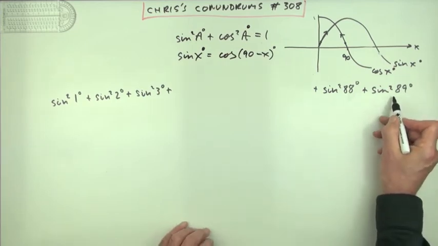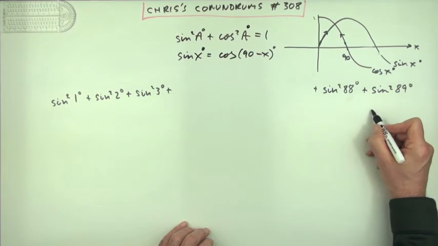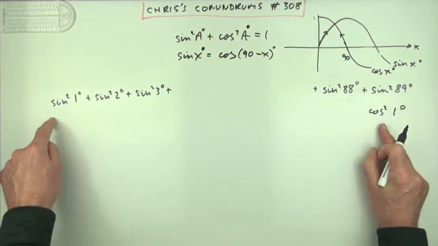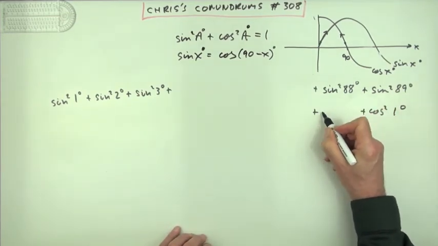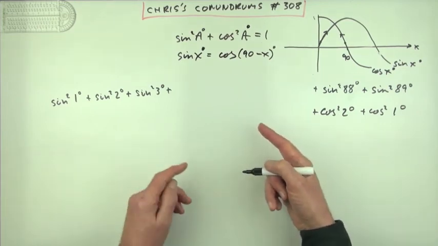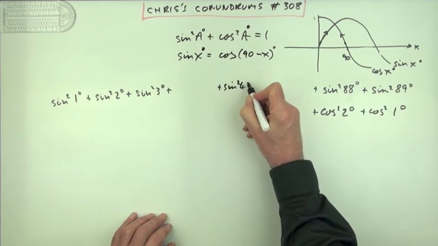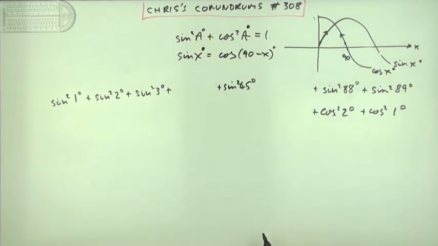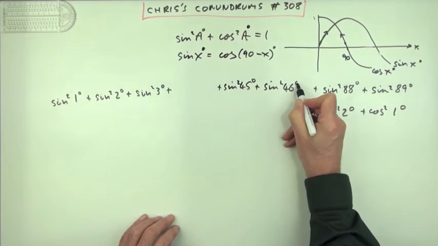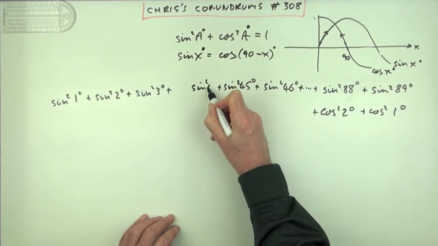Which means you could replace these with the cosines. So this one at the end could be written as cos squared of 90 minus that 1 degrees. Look, that matches. I could replace that with cos squared 2 degrees. Now they're all going to match in pairs until of course you get to that sine squared of 45. There'll be no partner for that. But there'll be a partner for sine squared of 46. And there'll be a partner for sine squared of 44.